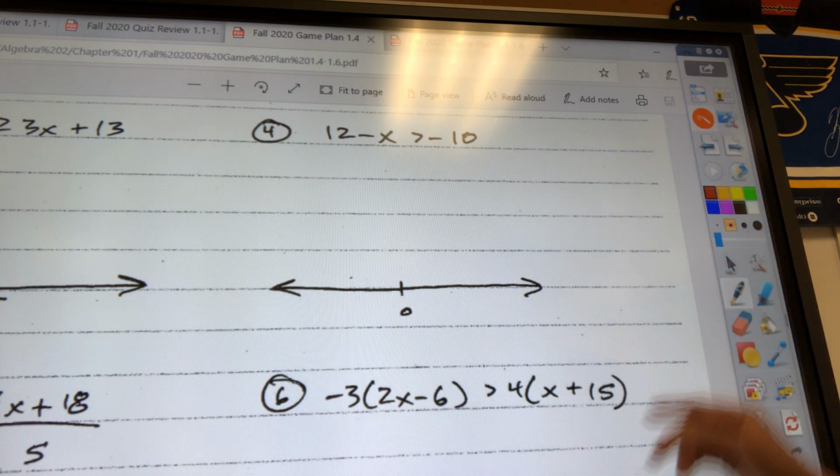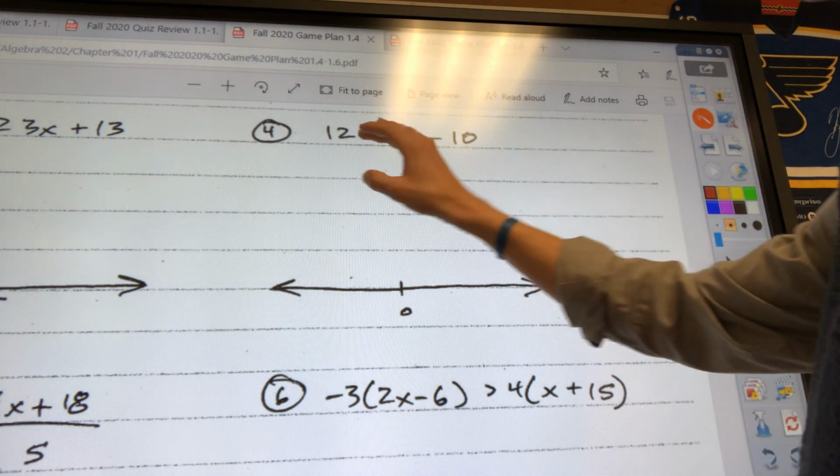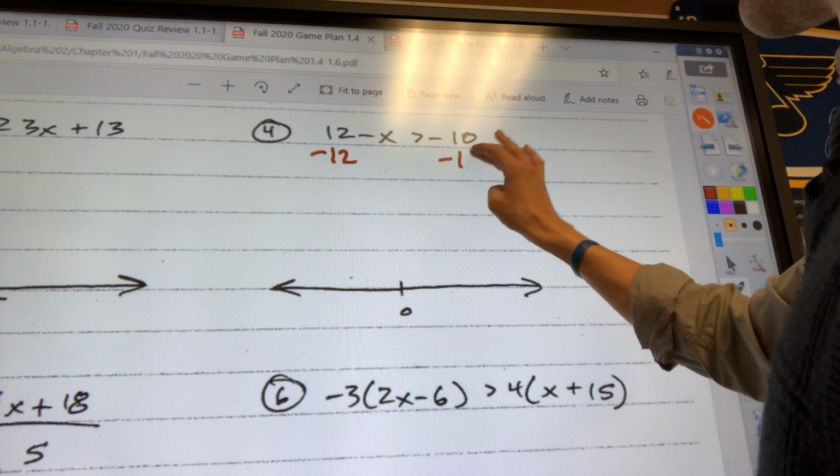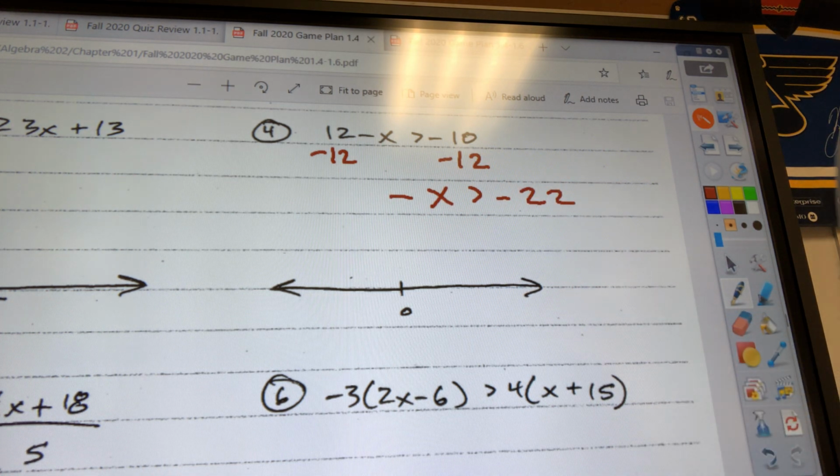Let's talk about 4 again. Monday or Tuesday, we shall talk about the harder ones. There's only an x on the left, so I'm going to subtract 12 from both sides. Negative x is greater than negative 22.